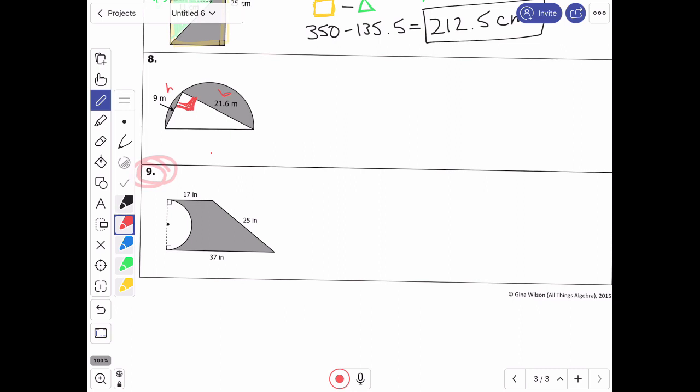The other thing with 8 is you're going to need the radius of this half circle. So you're going to have to somehow calculate this blue side. Given that this is a right triangle, you should be able to calculate this entire green side and then just cut it in half.